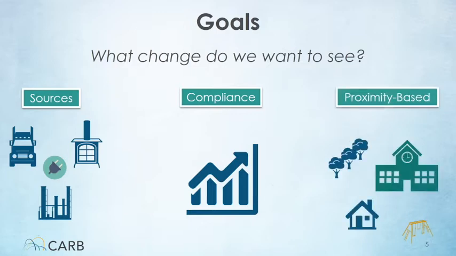Another type of goal is a proximity-based goal that focuses on reducing the impacts at places where people live, work, and play, and are located near sources of air pollution. For example, installing air filtration at all schools and daycare centers in the community.